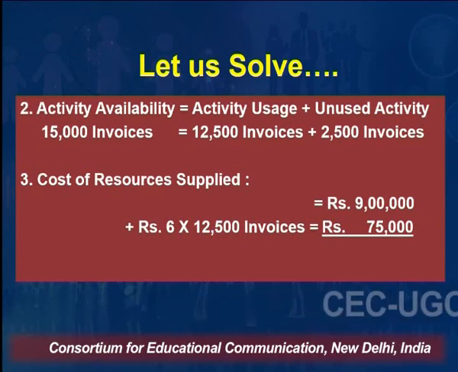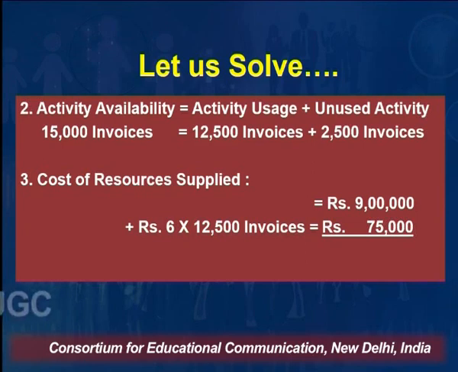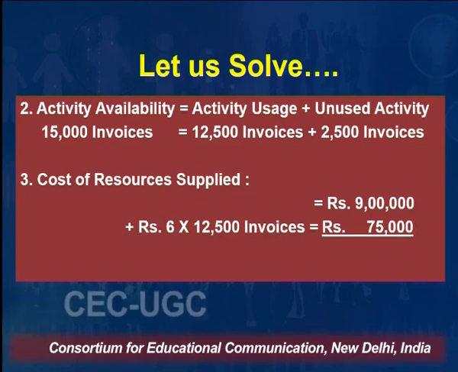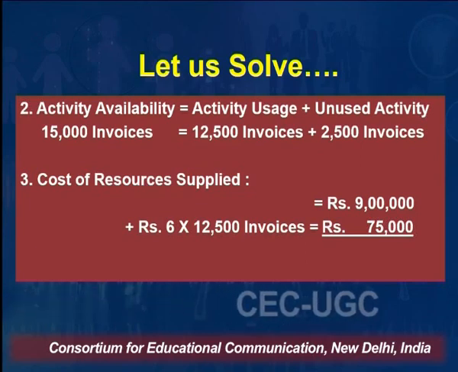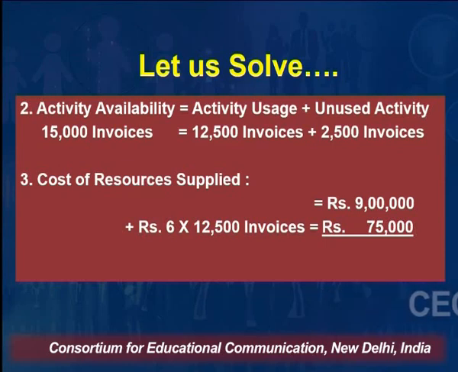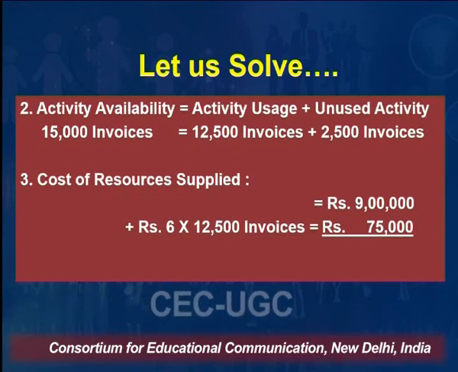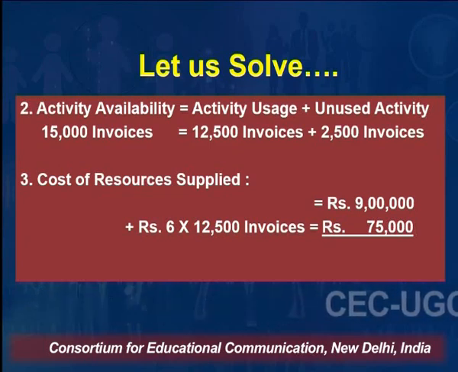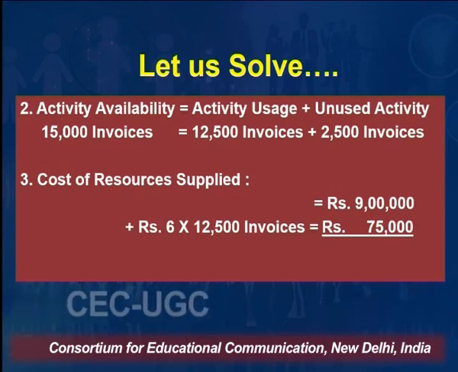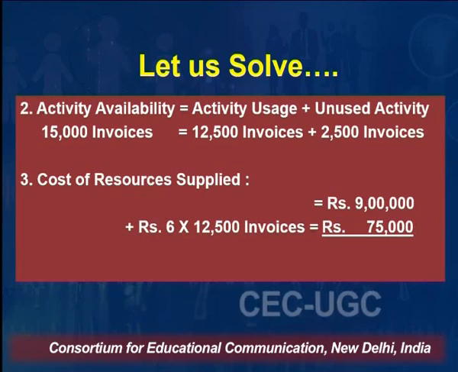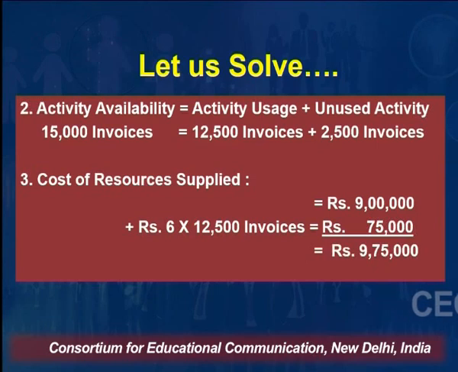But for the remaining cost, that is the variable cost or overhead cost, we first have to understand how many invoices they processed. The answer is 12,500. And what is the variable cost rate? We have just computed that in the previous discussion, 6 rupees per invoice. So we multiply 12,500 invoices by rupees 6, and it gives me the value of the variable cost on the basis of the variable rate. Since we have identified the variable rate, we can very easily calculate the cost, and it comes to be 75,000. And the total cost of resources supplied is very simple, 9,75,000.